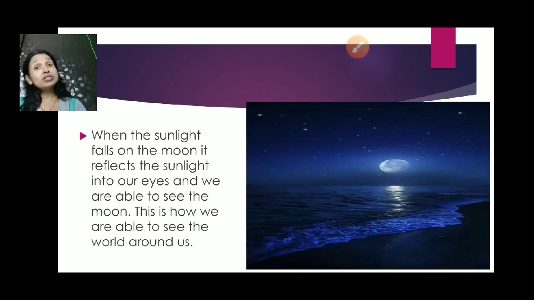When the sunlight falls on the moon, is the moon a luminous object? No, because the moon is a satellite of the earth. Even the earth is not a luminous object. Stars are luminous objects, and the moon is a satellite of the earth. So when the sunlight falls on the moon, it reflects the sunlight into our eyes and we are able to see the moon. This is a simple mechanism. Sunlight falls on the moon, and that light reflects back to our eyes, and then we are able to see the moon.